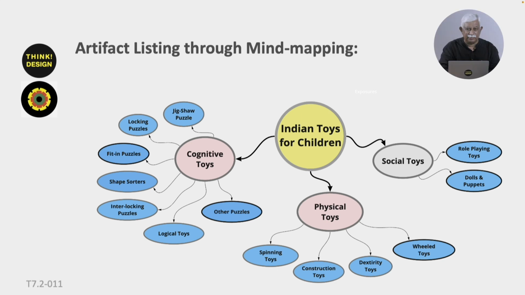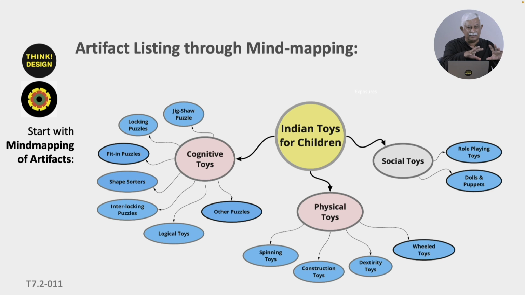Let's start with a mind map. The example here is traditional Indian toys for children, and it has been classified into 3 categories: the cognitive toys, the physical or the sensory toys, and social toys. So the cognitive toys deal with the cognitive abilities, the physical toys deal with the sensory motor capabilities, the social toys deal with social abilities, right?